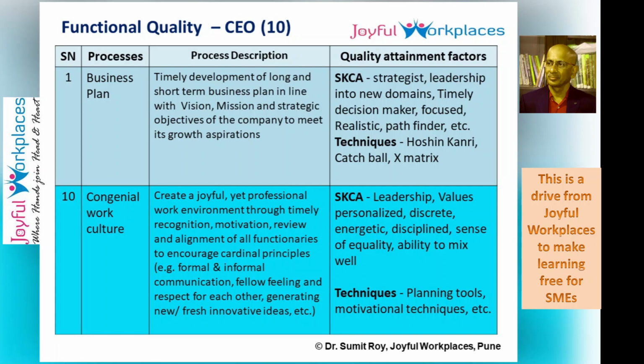Let's talk about another process of the CEO. It is a very important process, congenial work culture. The congenial work culture actually addresses the company's value system, and some companies may also be practicing the value system in the form of cardinal principles. So the process description could be creating a joyful yet professional work environment through timely recognition, motivation, review, and alignment of all functionaries to encourage cardinal principles.